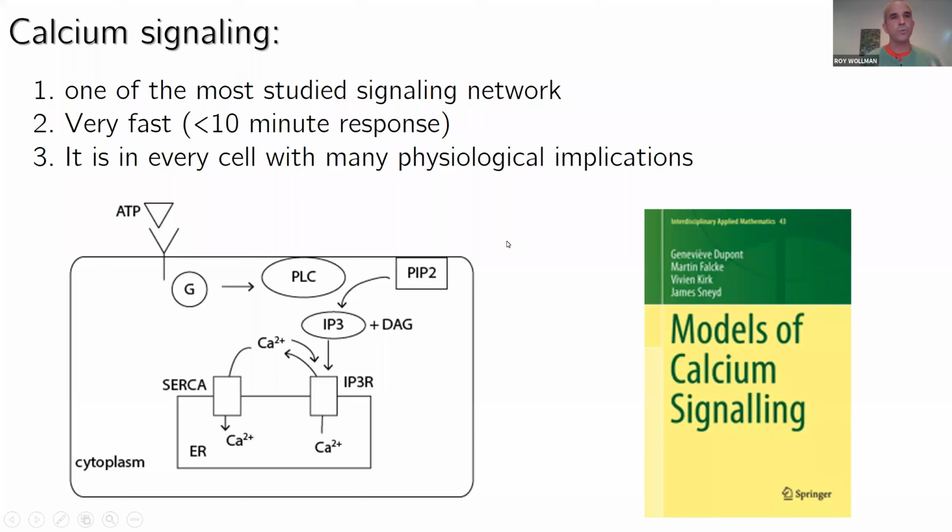And as I was saying, it's really very well studied, and there are even textbooks about mathematical models of calcium signaling. So it's really one of those places where we can leverage a lot of prior work that was done to capture what's happening inside that signaling pathway.